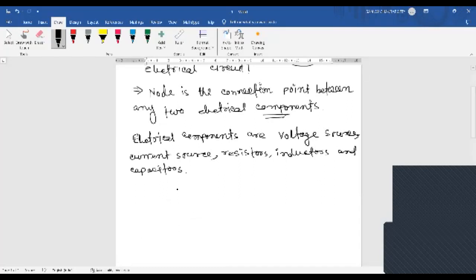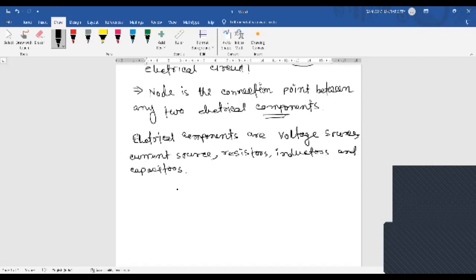Preferably in most of the circuits, voltage source is present, but that is not a fact. So these are the electrical components. Now, the connection point between any two components, between voltage source and current source, or between resistor and current source, or resistor and voltage source, resistor and inductor, resistor and capacitor. The connection point between any of these five components will be called a node.